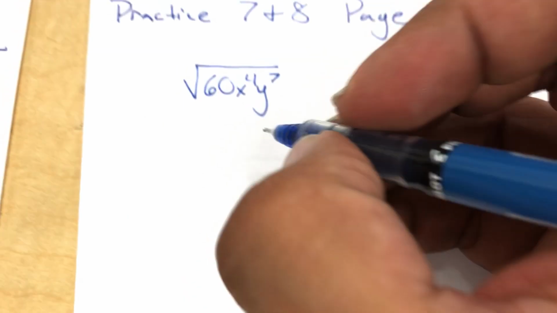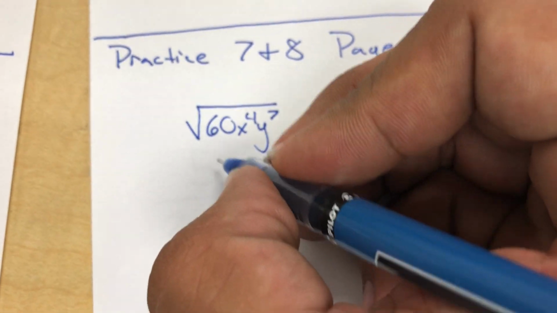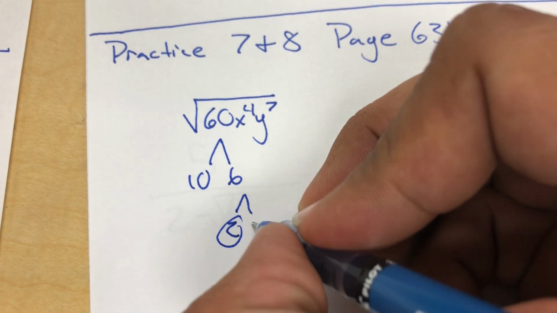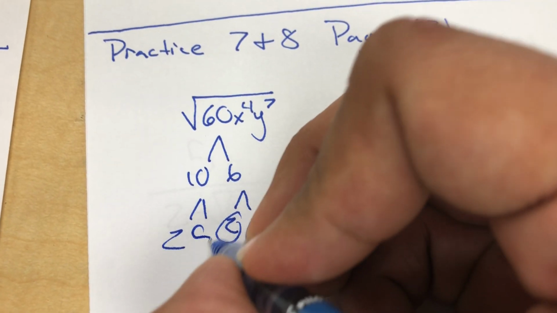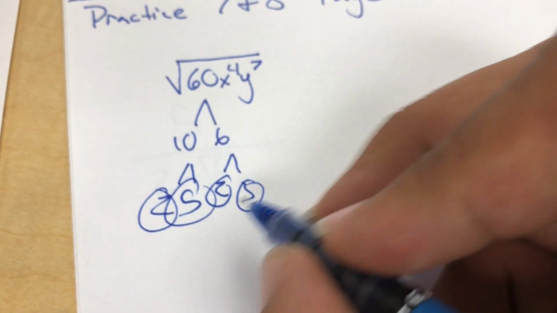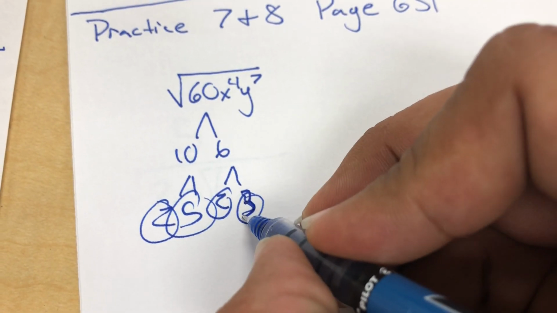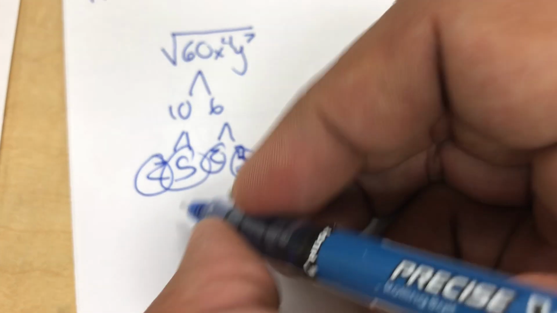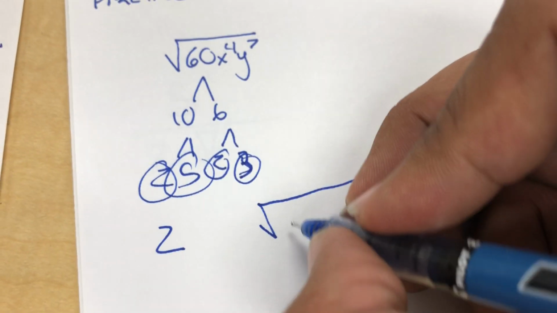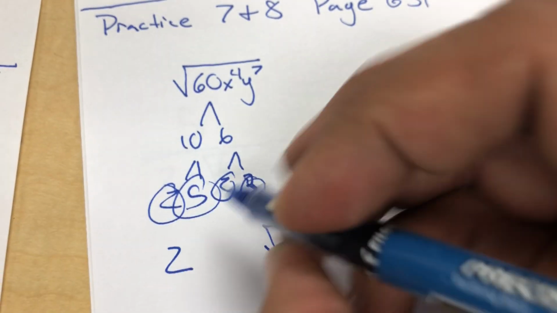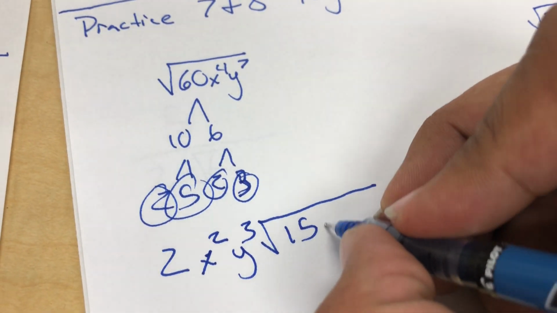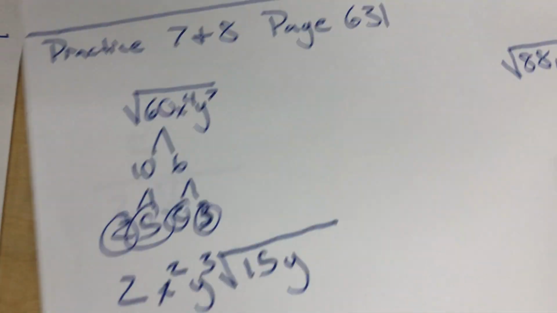Here we go. The 60 should have become 10 and 6, 2 and 3, 2 and 5. Now you have a pair of 2s and a 5 and a 3. That's a 3. I know it's ugly. A 3, a 5, a 2, and a 2. So 2 is going to be outside, and a 15 is going to be on the inside. This divided by 2 gives me x squared. This divided by 2 gives me y to the 3 with a remainder of 1. And that's my final answer.